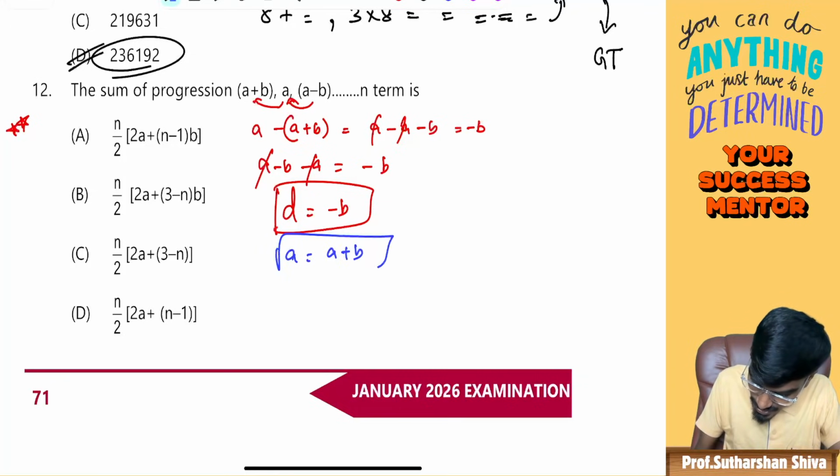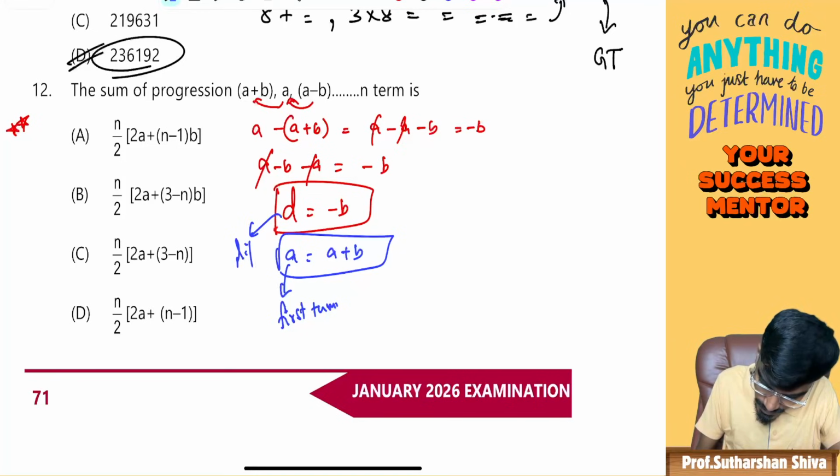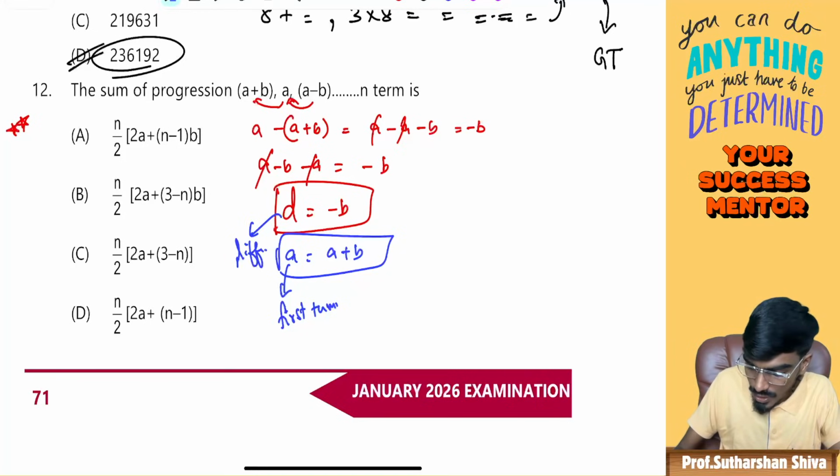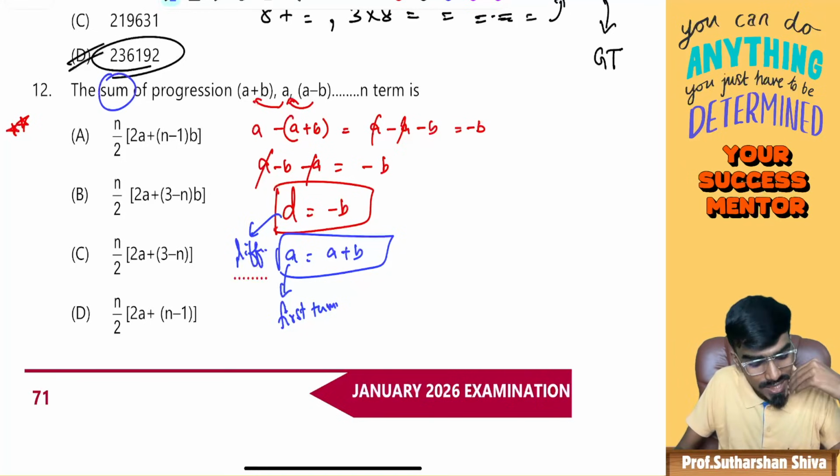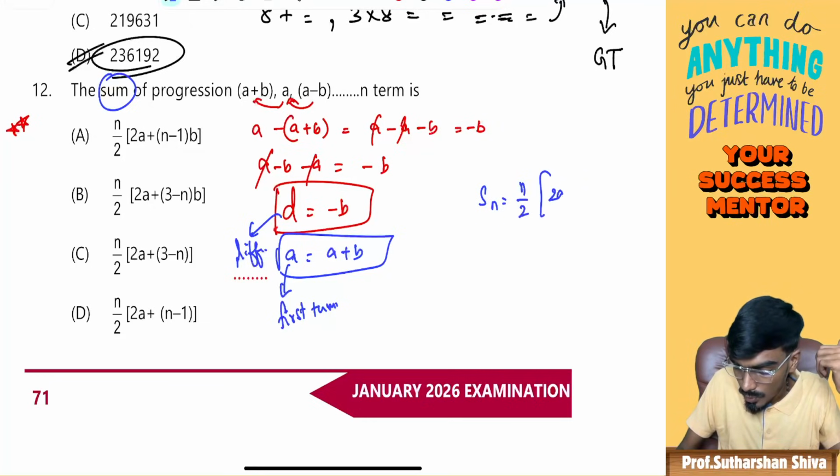What is this a, sir? This is the first term, not the actual a. This is the first term, and this is the difference. Now we need to substitute in the sum formula. What is the sum formula? Sn is equal to n by 2 into 2a plus n minus 1 into d. This is the formula. In that we will substitute that.